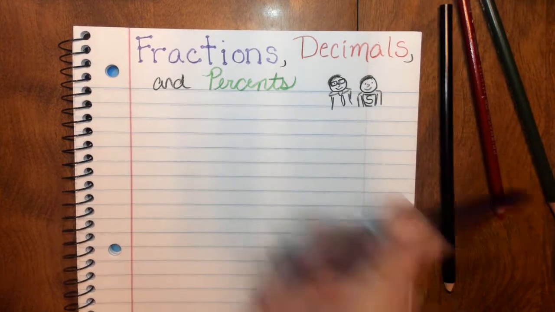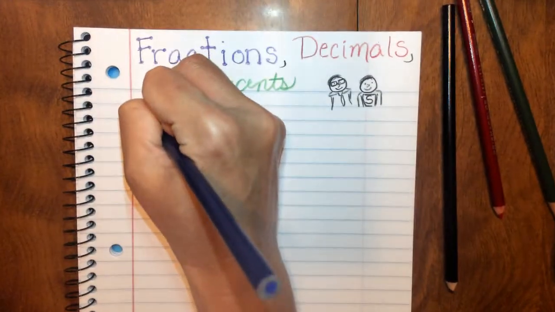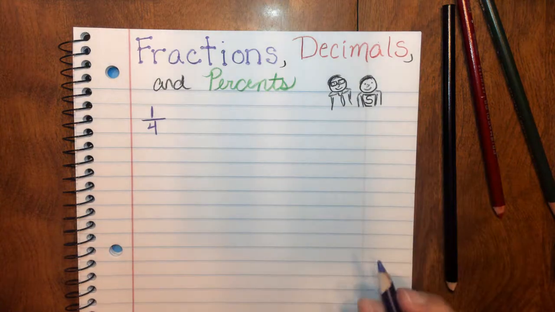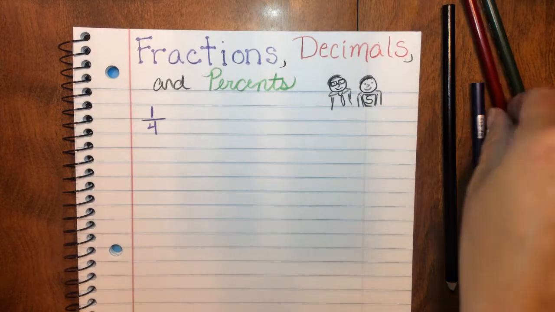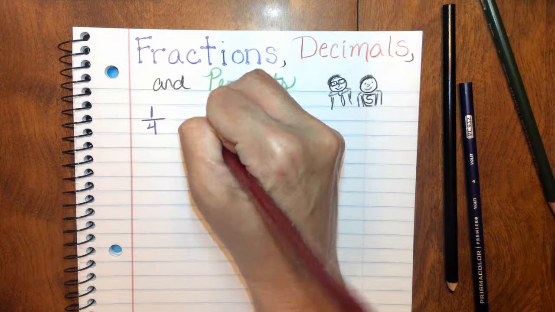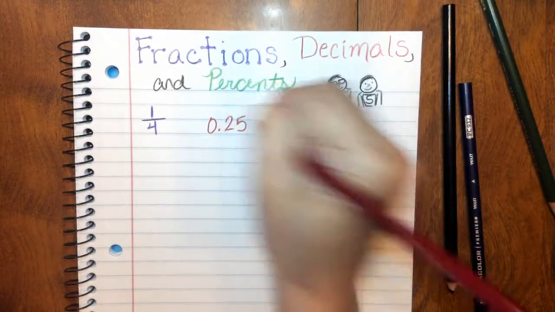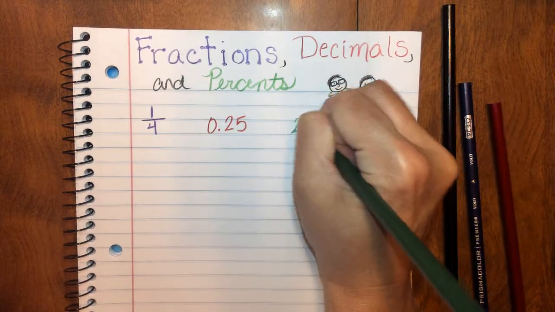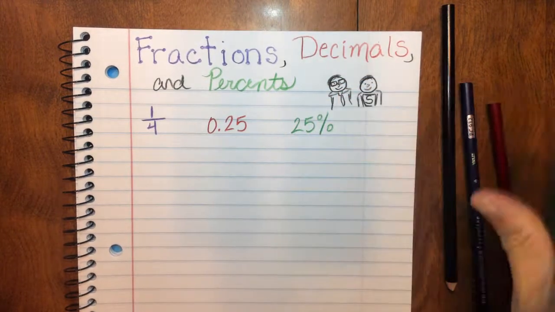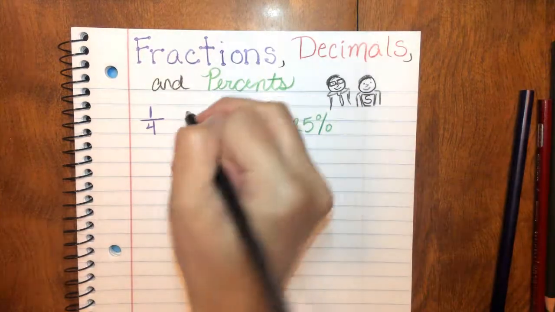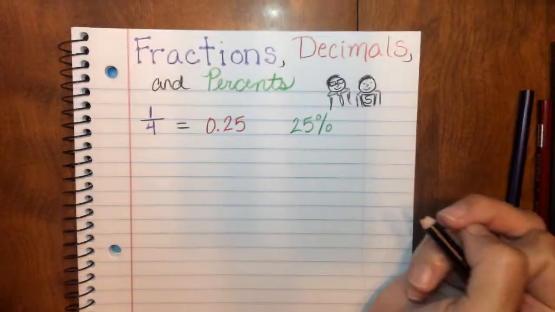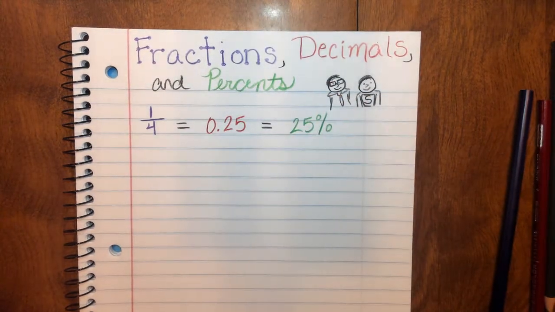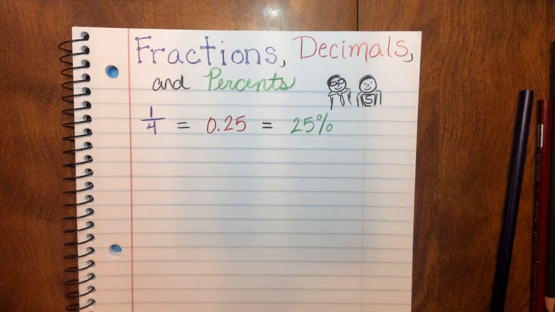Well, let's talk about a fraction. A fraction has a numerator and a denominator, right? A decimal, and a percent. And a percent has a percent sign after it. Well, 1/4 is actually the same as 0.25 or 25 hundredths, which is actually the same as 25%. Okay, so I'm going to show you how.